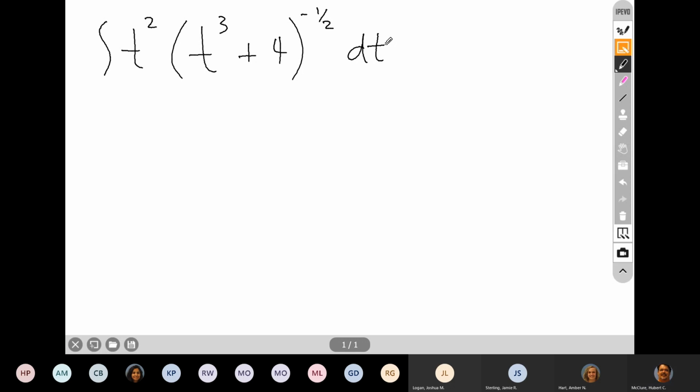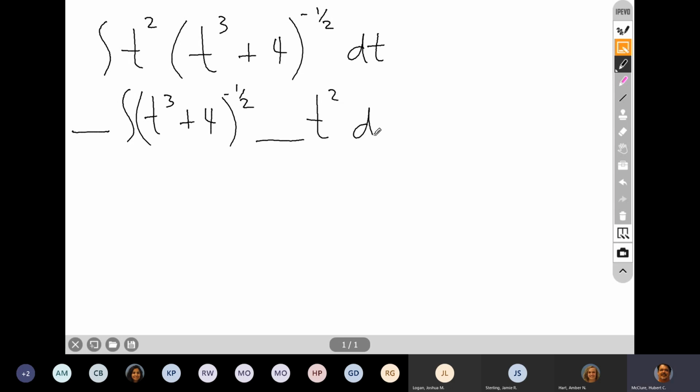Okay. That's been about a minute and 10 seconds. All right, so the first thing I'm going to do is rewrite it. I'm going to write blank, antiderivative of t to the 3rd plus 4 to the negative 1/2, blank, t squared dt. Now, again, you're not going to see this in any book. This is a Hubertism. This is the way I took Dr. Hardin's explanation and I did this in my notebook. And it works.